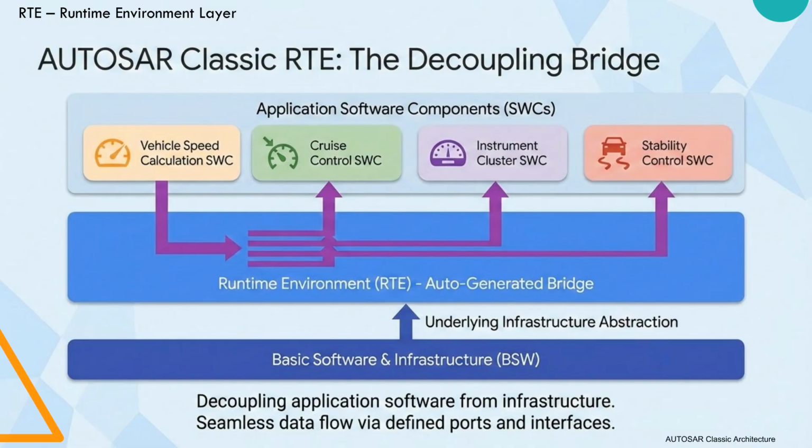Now consider a real scenario where vehicle speed is calculated in one software component and used by multiple other components like cruise control, instrument cluster, and stability control. None of these components need to know where the data originates or how it is transported. RTE ensures seamless data flow. This abstraction is critical in large automotive programs, where multiple suppliers develop different components, yet everything must integrate flawlessly.